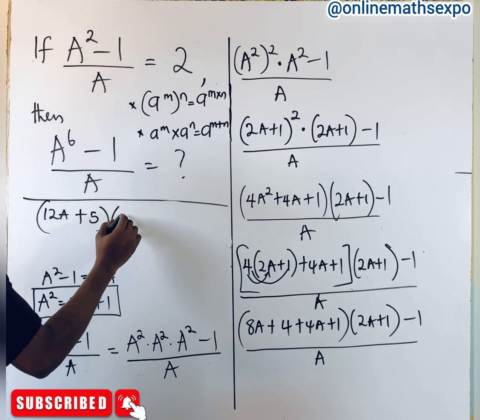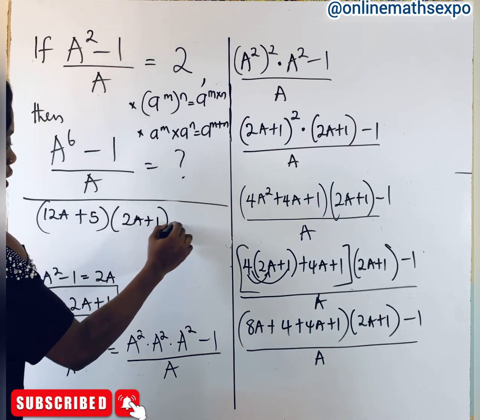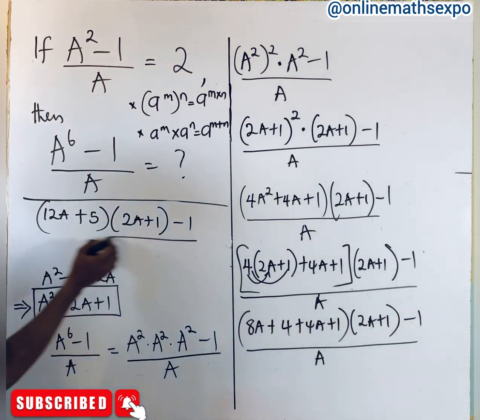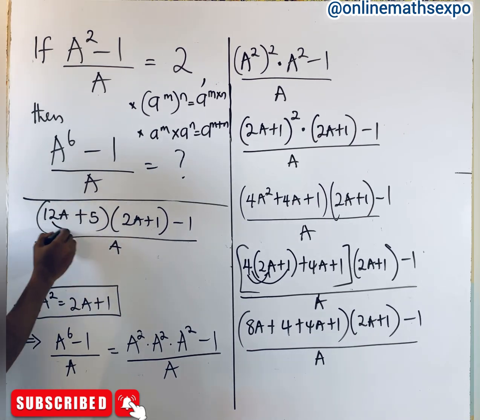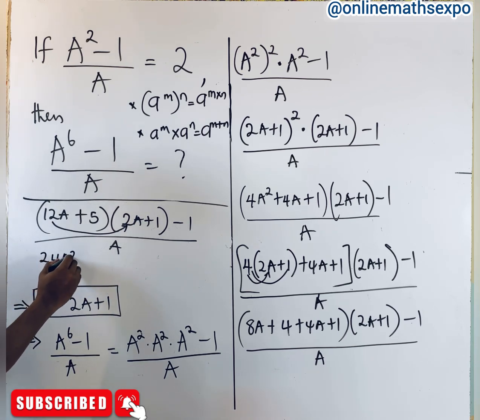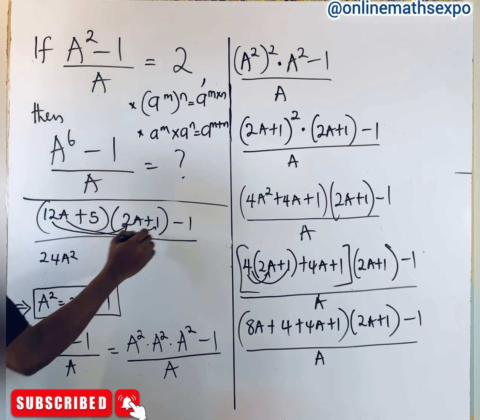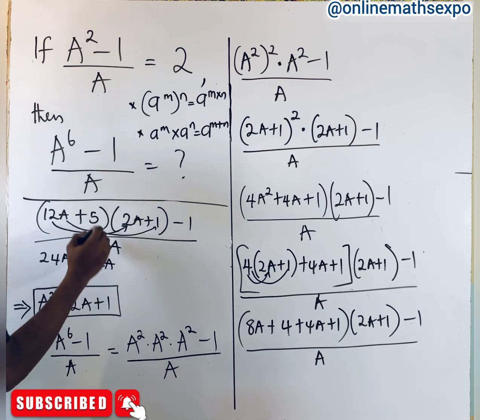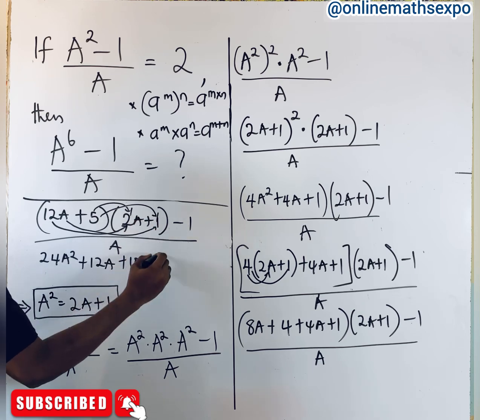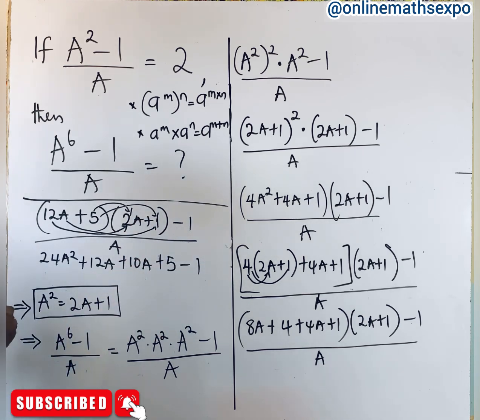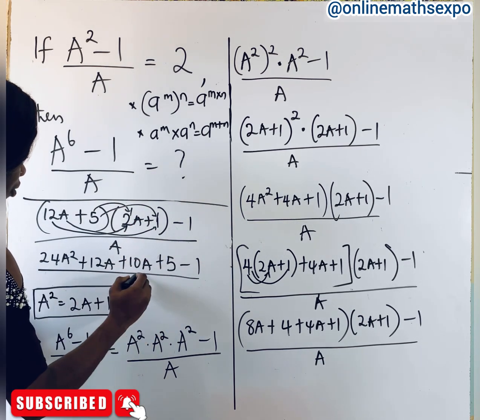Then we are multiplying it with 2a plus 1 minus this one all over a. So we're going to also simplify. Use this to multiply this. We are expanding. It will give you 24a squared. Use it also here. It will give you 12a. Use this here. It will give you 10a. And use it here. It will give you 5. Then minus 1. Okay? Then divided by a.